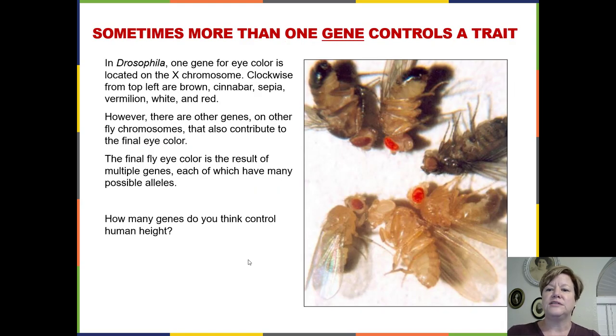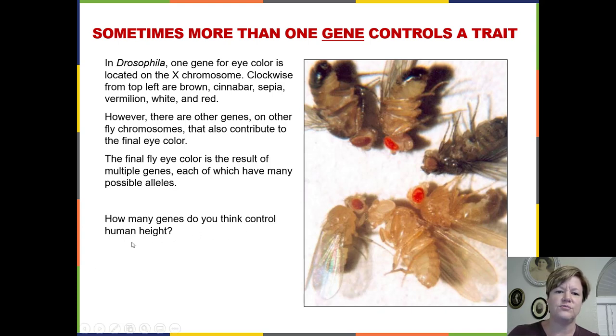All right, so more than one gene. We said fly eye color was going to be an example of that. There are fly eye color genes on the X chromosome, but there are also genes on chromosome 2 and chromosome 3. So in the end, you end up with a whole bunch of different eye colors that have been identified in fruit flies. In this picture, clockwise from top: brown, cinnabar, sepia, vermilion, white, and red. But there are lots of others. I think there are like 100 different alleles, but that's a whole other issue. But more than one gene: genes on chromosome X, chromosome 3, and chromosome 2. All right. And then I give you this question.